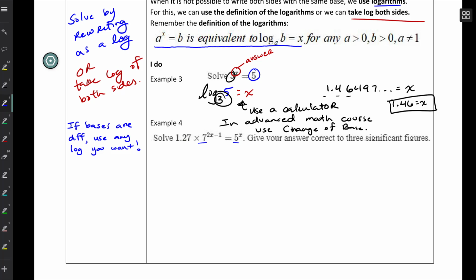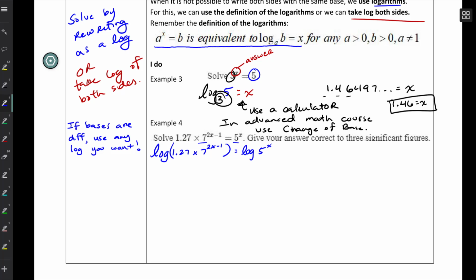I'm going to take the log of both sides using parentheses. And you notice that I didn't write a base, so I'm using the common log, base 10, for each one, just because it doesn't matter. I could use ln, I could use log base 8, it doesn't matter, really it doesn't.